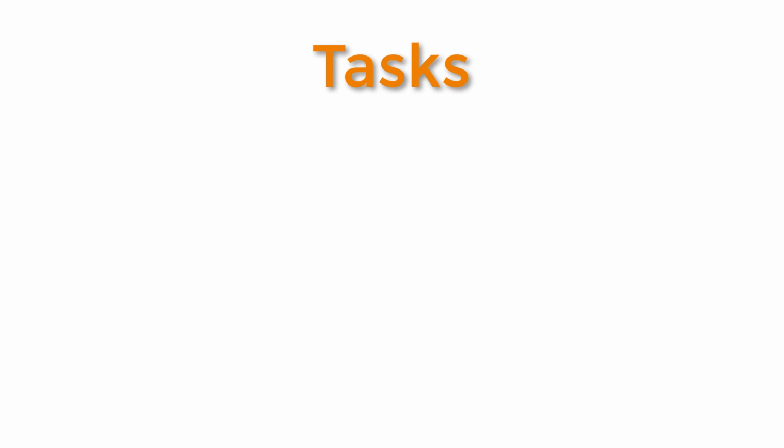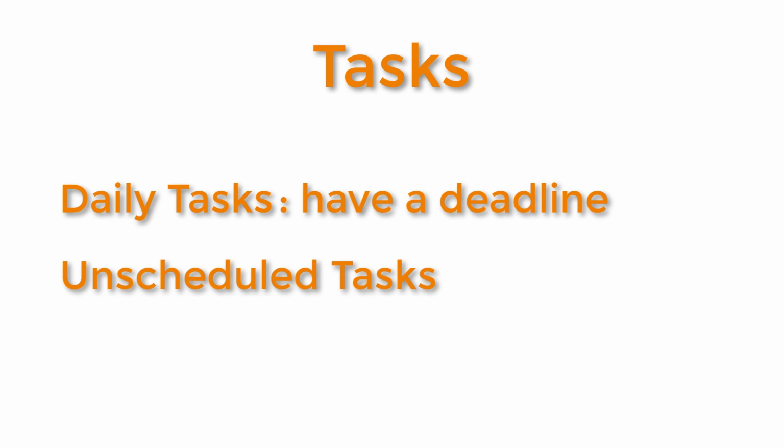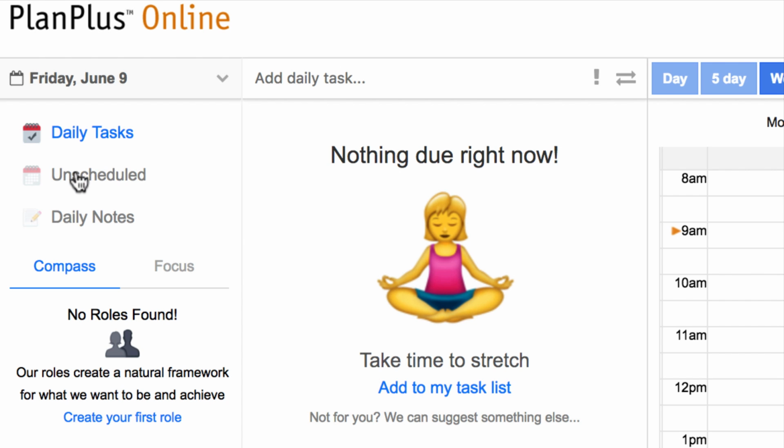Generally speaking, tasks can fall into two broad categories: daily tasks and unscheduled tasks. Daily tasks are tasks that have a deadline. Unscheduled tasks are tasks that haven't been assigned a day or a time for you to complete them. So your unscheduled task list is where you keep your someday tasks. Let's start by clicking on Unscheduled.